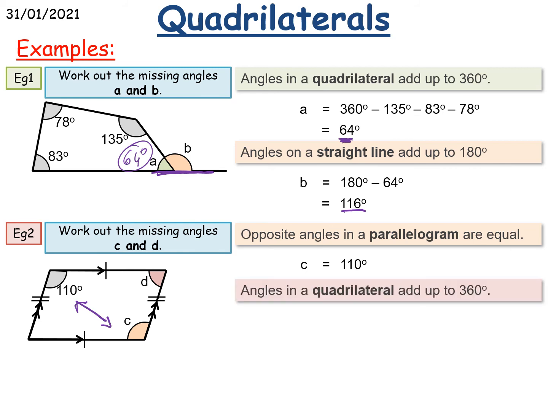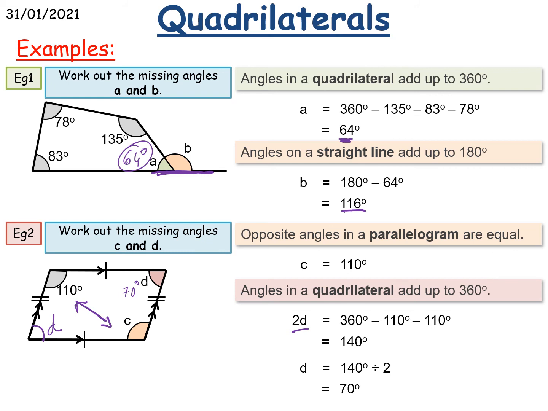How do we work out D? Well, this bottom angle here is D as well. So we have two of those Ds. So we can say 2D is equal to 360 take away these two 110s, which is 140. Therefore, D, one of them, is 140 divided by 2. That gives us 70 degrees.